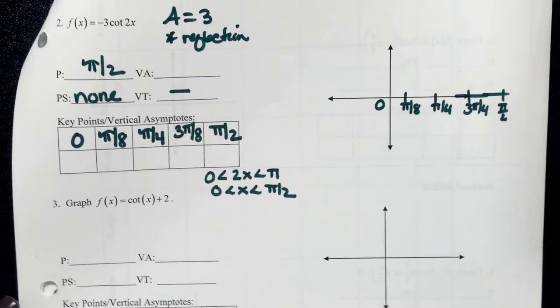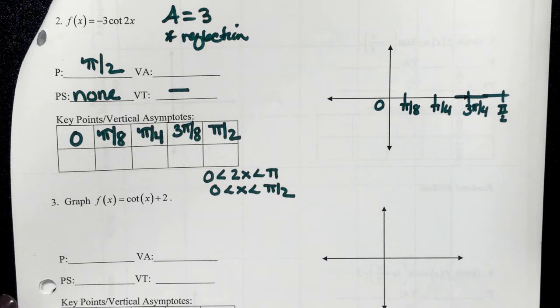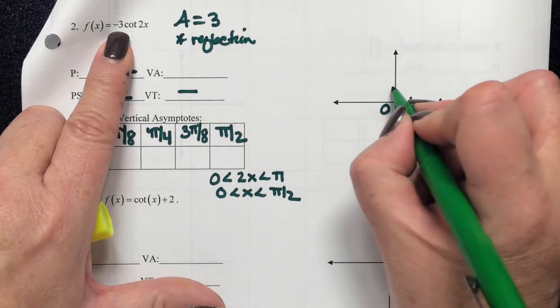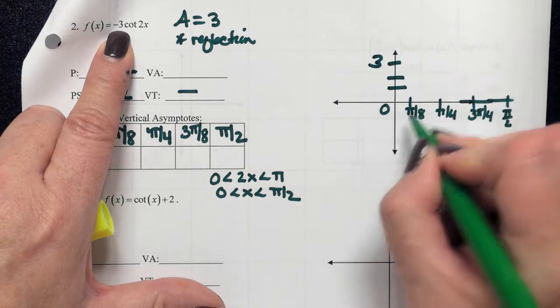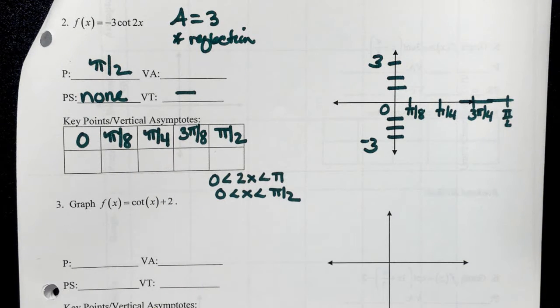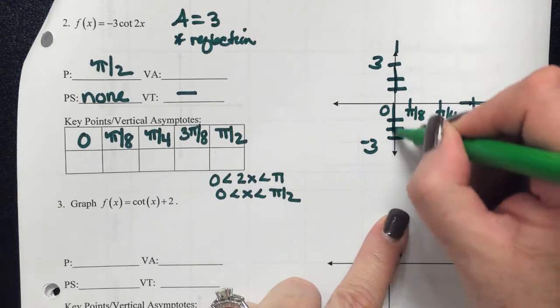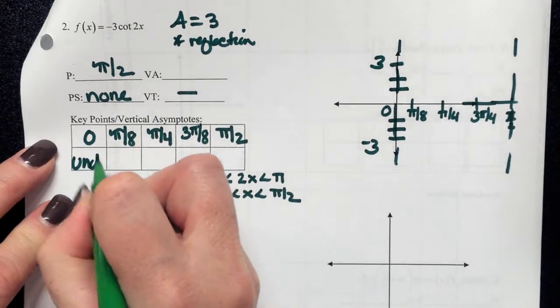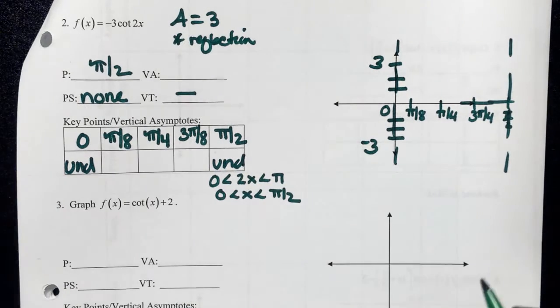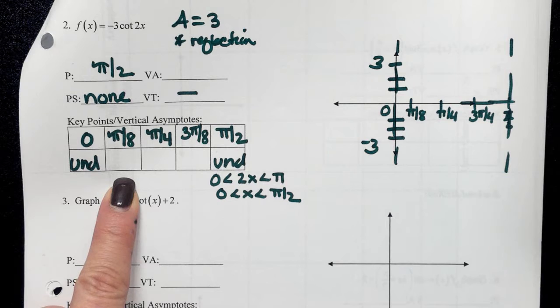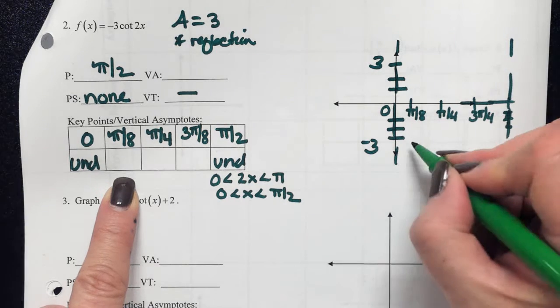Where's my baseline? 0. Just the x-axis, exactly at 0. And again, my maximum is going to be 3 units above, my minimum 3 units below the baseline. Where are my asymptotes? 0 and pi over 2. Now it is a reflection. So where am I going to start at pi over 8? At 3 or -3? -3.